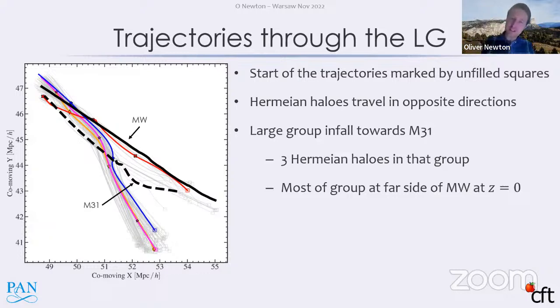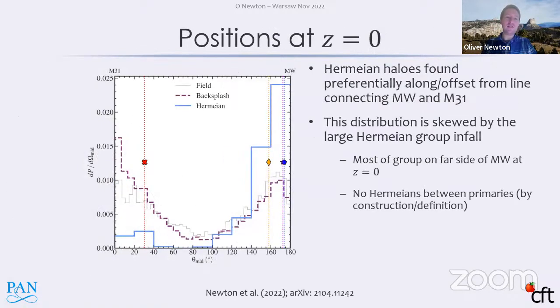So if you were to position yourself at the center of the Local Group, or the midpoint between the Milky Way and M31, and look at the angular distribution of the different populations of galaxies and halos, you would end up with a plot a bit like this. In this coordinate system, the M31 analog is at 0 degrees, and the Milky Way is at 180 degrees. So that's our viewing angle from the midpoint of those two halos. And I've plotted out what I've called field halos.